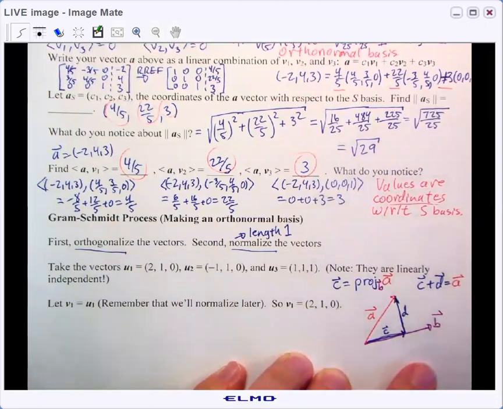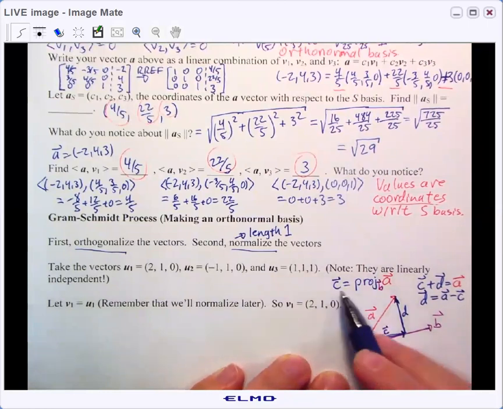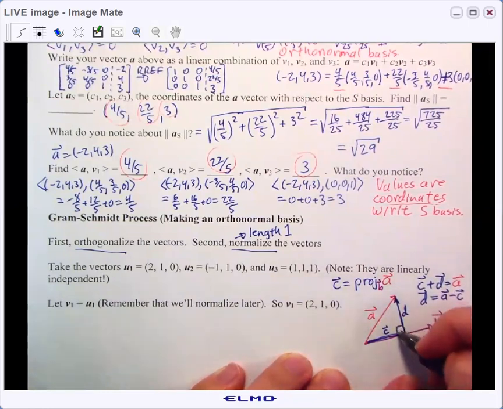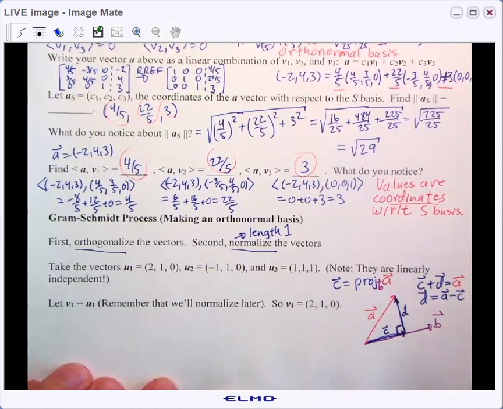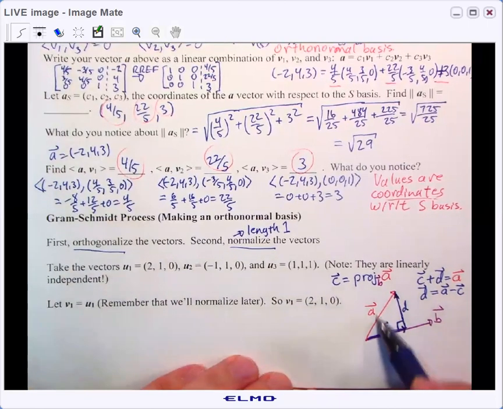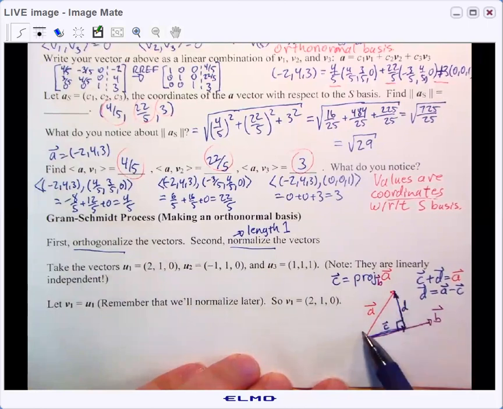And with this, notice that the D vector is equal to the A vector minus the C vector. And when we do the orthogonal projection, the D vector will be orthogonal to the B vector itself. Okay, so take note of that, and it'll be very important in just a second. So when we take D as the A vector minus the orthogonal projection onto the B vector, that gives me an answer that is perpendicular or orthogonal to the B vector.